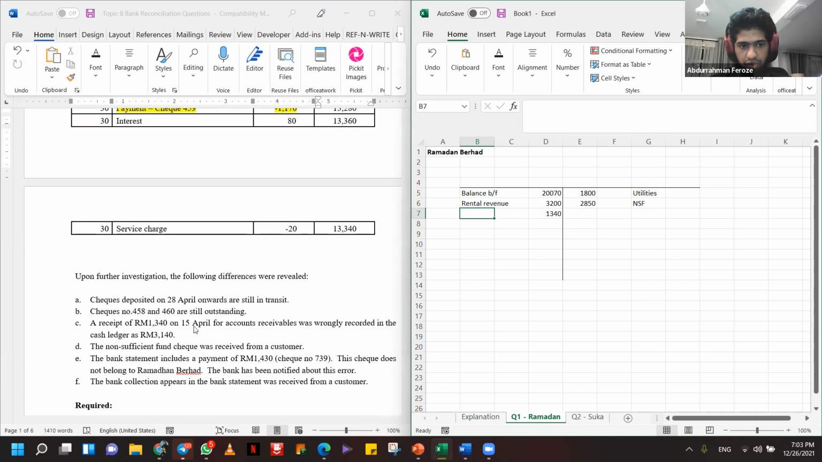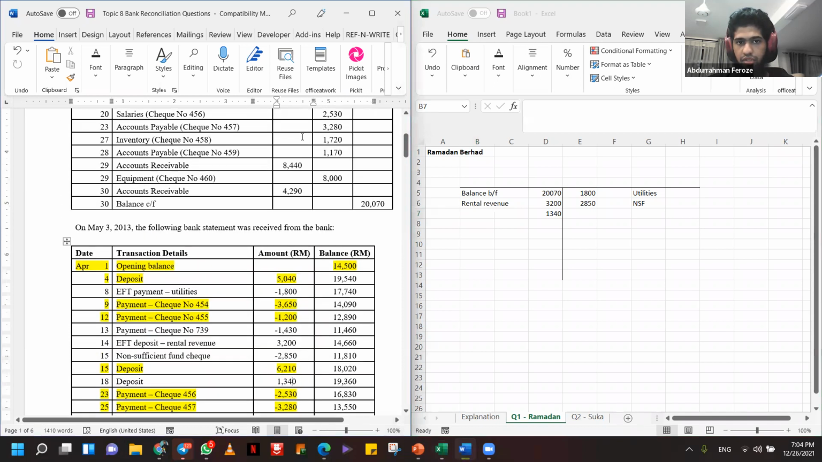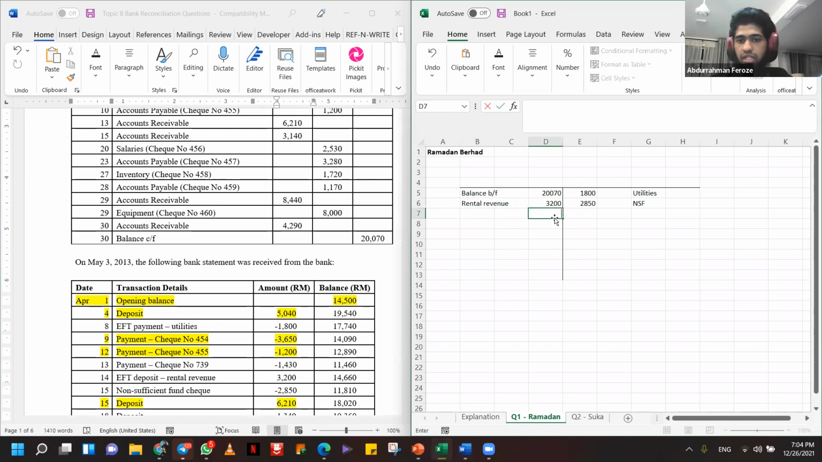A receipt of 1,340 on 15th April for accounts receivable was wrongly recorded in the cash ledger as 3,140. Okay, so this was a mistake, right? This amount of 1,340 was recorded as 3,140. When they were supposed to debit 1,340, they debited 3,140. So that needs to be corrected, right? So we put equals 3,140 minus 1,340.